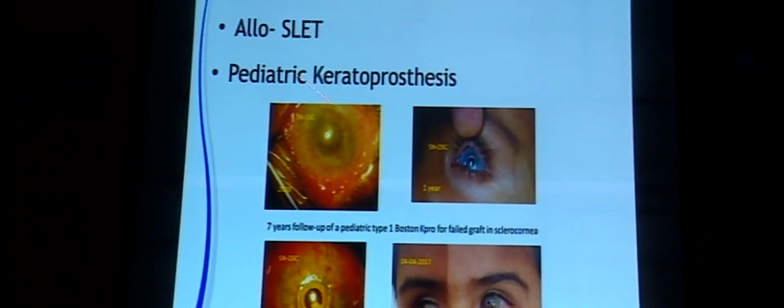I believe pediatric keratoprosthesis is a philosophical decision rather than a scientific decision, because keratoprostheses will have problems. So you have to decide whether you should be the person taking the decision to induce those problems in these children's lives. But yes, in very selected cases there have been very good results. Like this is a failed graft for Peters, who had undergone Boston KPro type 1.